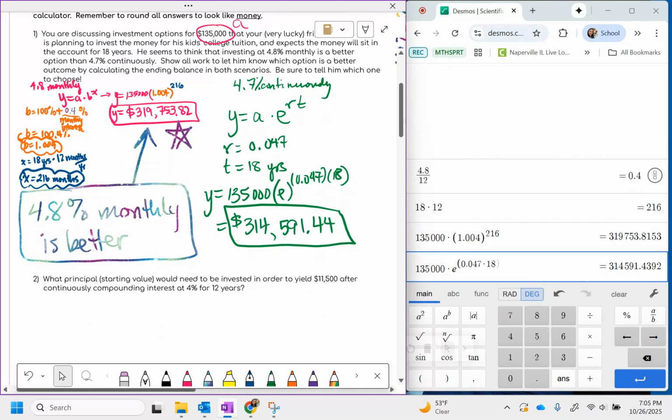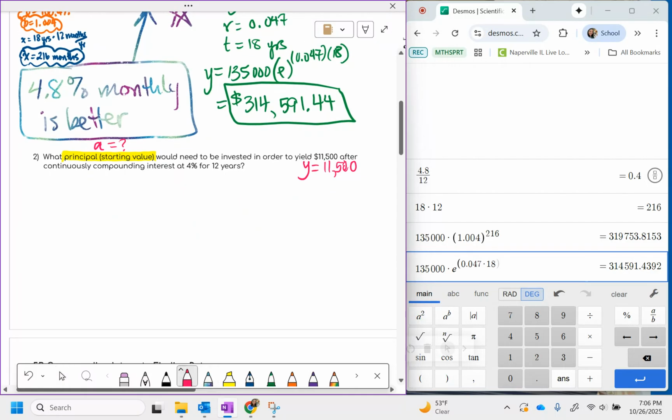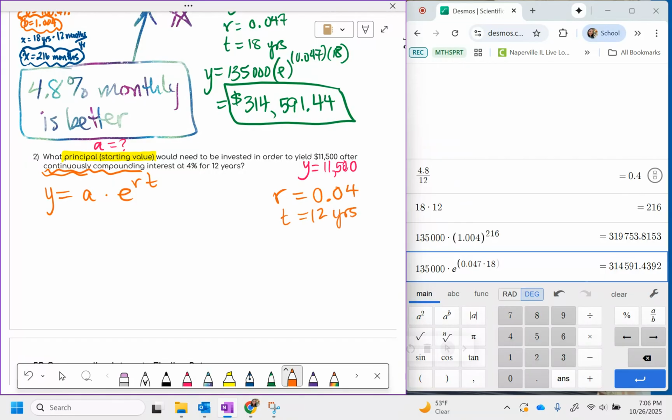Okay, number 2 says what principal or starting value. So a starting value, that is my A value. So that's saying like, what is A going to be? To yield, so that's my ending value, $11,500. After continuously compounding, so again, the word continuous tells you that it's going to be the y equals a times e to the RT. And so then it tells us the rate is 4%, so I turn that into a decimal. The time is 12 years.